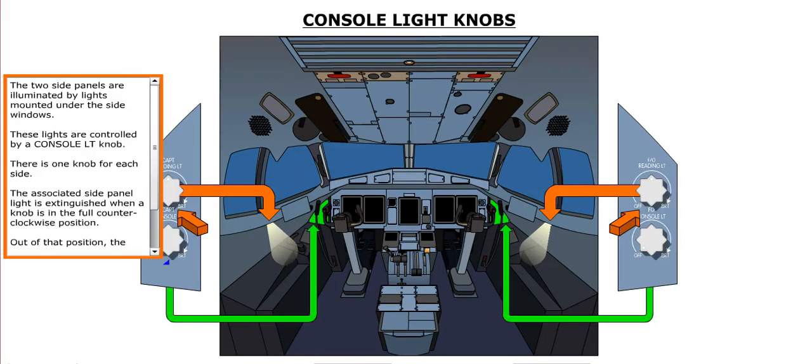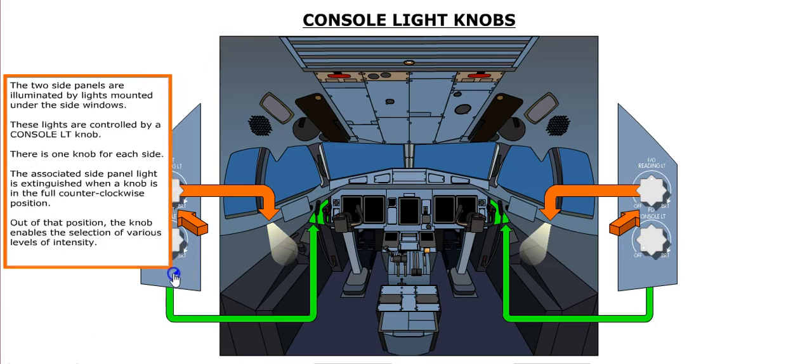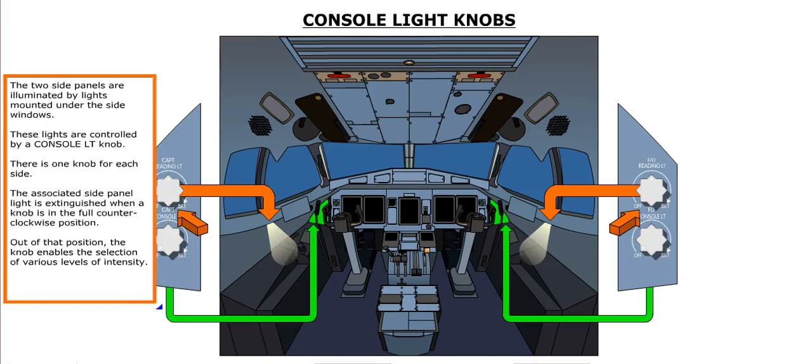The two side panels are illuminated by lights mounted under the side windows. These lights are controlled by a console light knob. There is one knob for each side. The associated side panel light is extinguished when a knob is in the full counterclockwise position. Out of that position, the knob enables the selection of various levels of intensity.